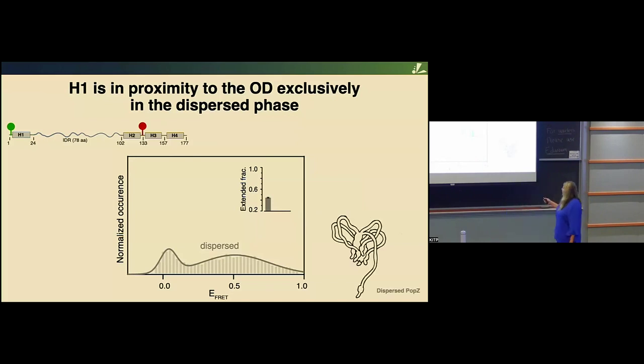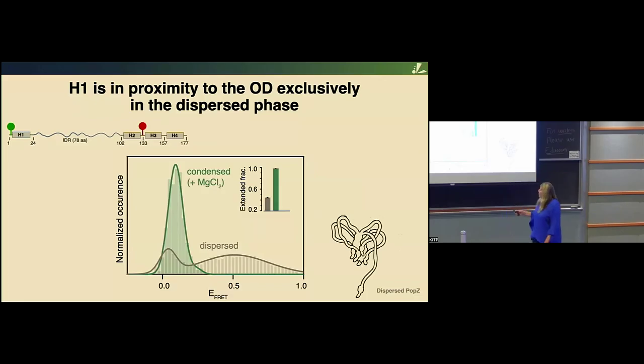So actually, this is now how we see POP-Z in the dilute phase looking like. We call it an inactive hexamer, as you can see. But when we add magnesium, we see a total shift. With the addition of magnesium, all of that high FRET signal is gone, and it's all low FRET signals, suggesting that we get this conformational change.